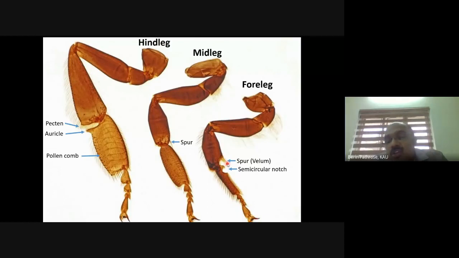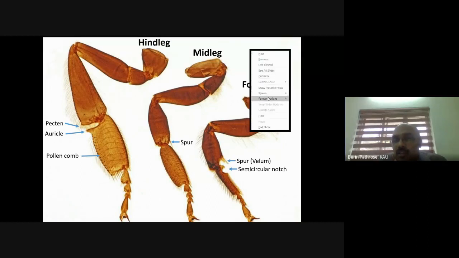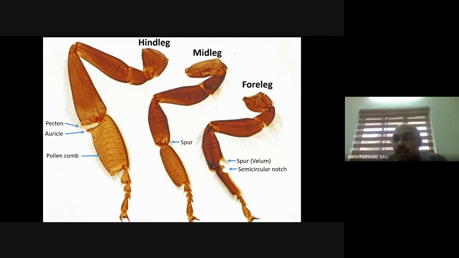When we discussed cuticular appendages, we had discussed spur. At the tip of the tibia, we have a spur, and the proximal part of the basal tarsal segment has a semicircular notch. So what will happen is that I will draw it over here. See, I am drawing the picture of a tibial spur. So it will be like this.